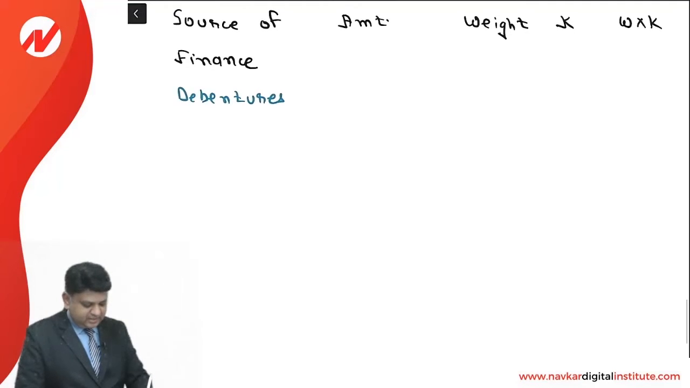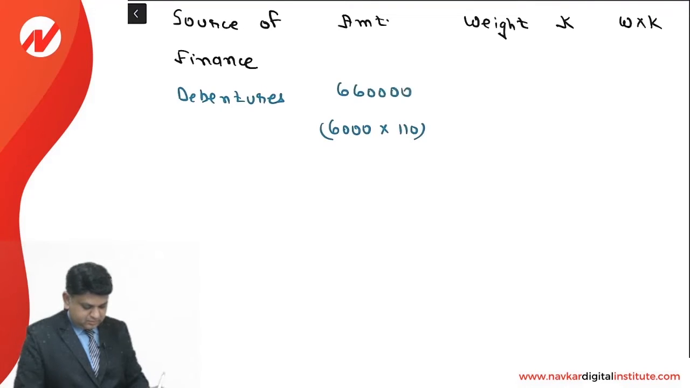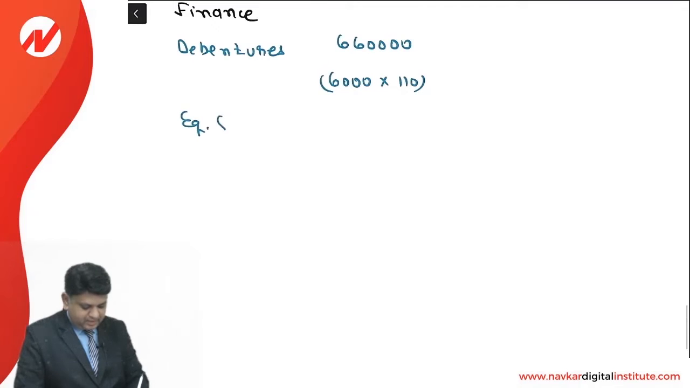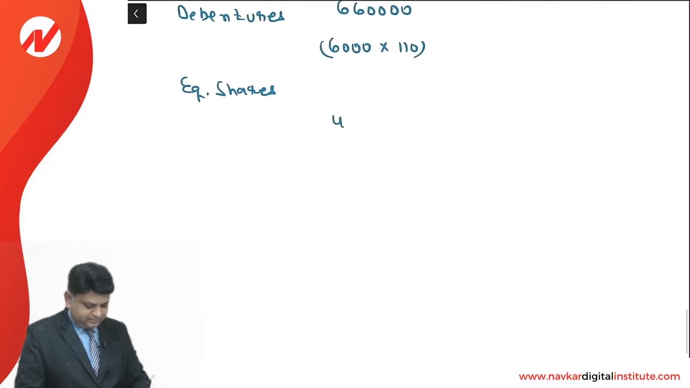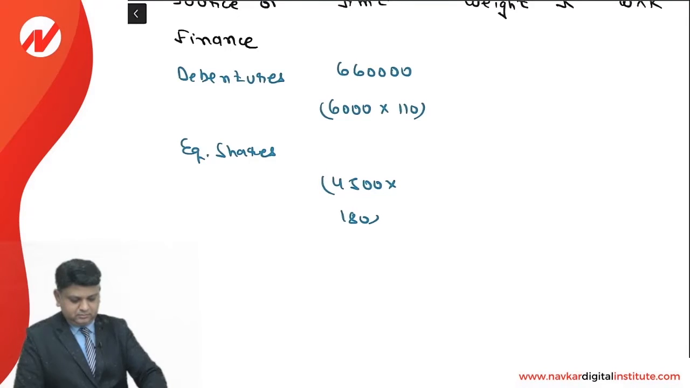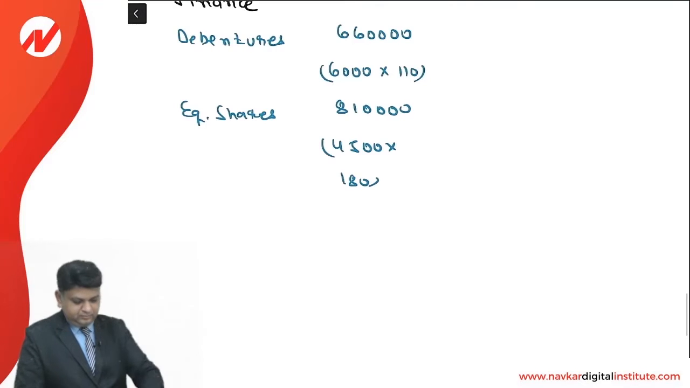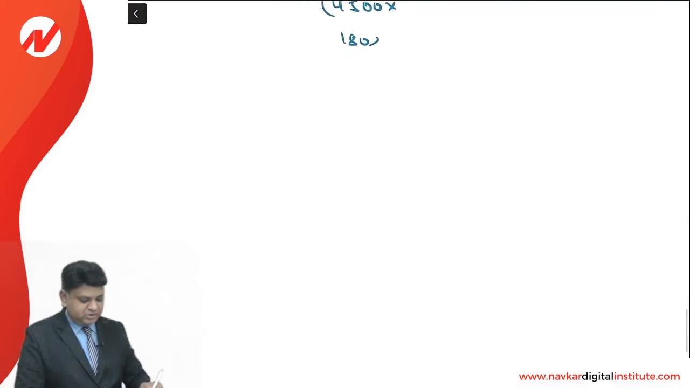In the amount column I am writing 6,000 multiplied with market price 110. That comes to 6,60,000. Okay. Then equity shares. In that once again 4,500 into market price, which is provided as 180. That comes to 8,10,000, plus 6,60,000, so it is 14,70,000.